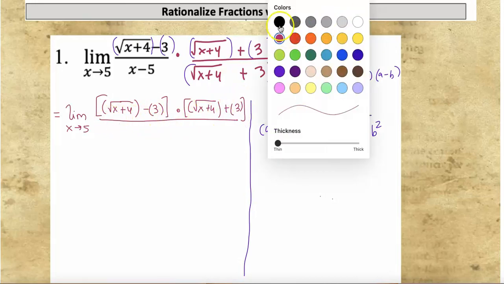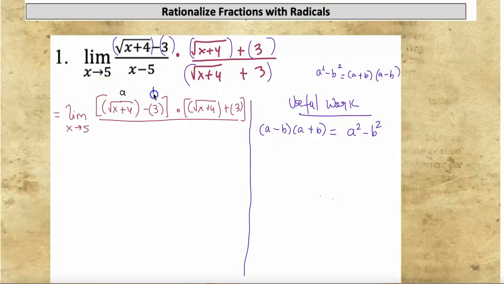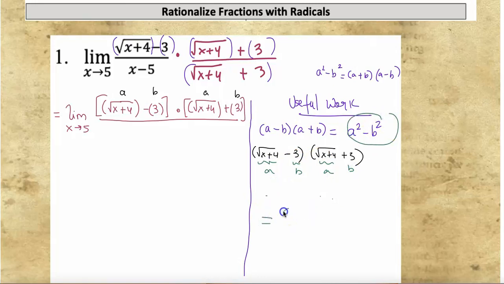So now it looks like this. Let me change the color over here. This will be my a minus sign b, a plus sign b over here. So if I'm writing it over here, it is like this. Alright, minus 3, and this part is radical x plus 4 plus 3. So now this is my a, that's my b, this is my a plus b. So now I need my answer to be like this: a square minus b square. A square means I will take my term a, x plus 4, and I will do the square over here. Minus b square, 3 square, this will look like this to me.